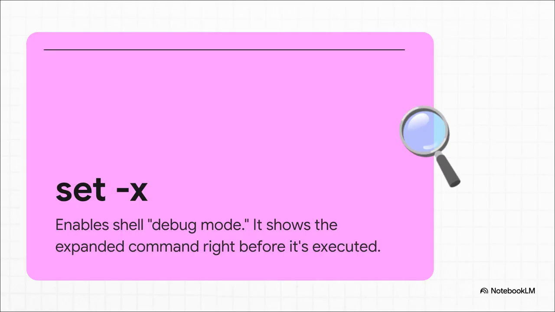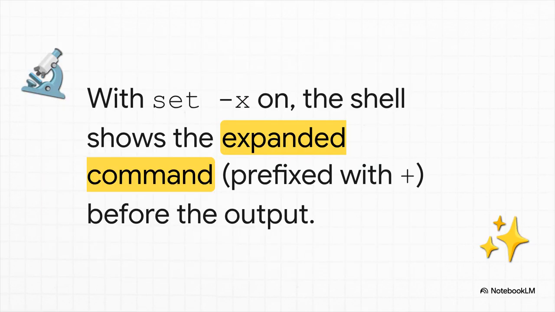The magic command is set -x. This basically flips a switch inside the shell that puts it into a special trace or debug mode. From that moment on, for every single command you run, the shell will first print out the final, fully expanded version of that command. Just look at the power of this.